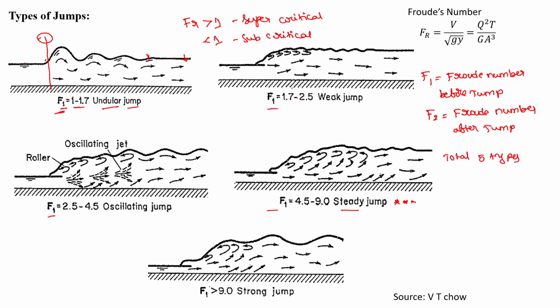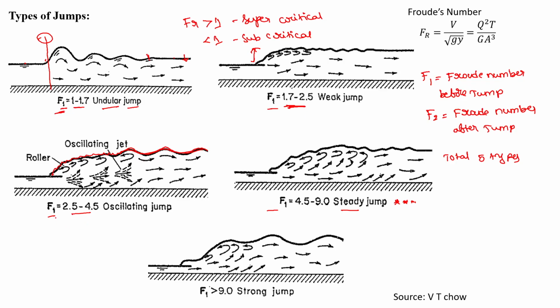In the weak jump, the change in the depth may be smaller, and this happens when the Froude number is between 1.7 to 2.5. These values are very important. You must remember the values. Next is the oscillating jump. The jump won't be steady; it will oscillate, and the oscillation propagates towards the downstream. This is not good for the channel lining, as these oscillations may damage it.